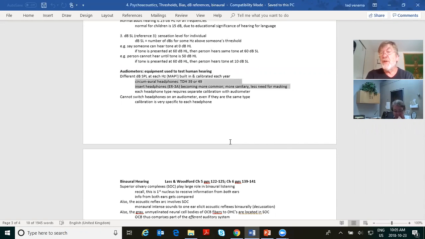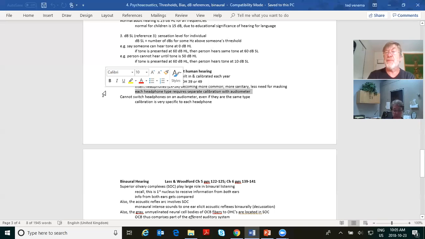Or you can be testing with insert headphones. Insert headphones fit all the way inside the ear canal. They are more common, more sanitary because you're changing the tips. Less need for masking the good ear to keep it busy while you're testing the bad ear. We won't worry about that here and now, but they are often called ER-3A. All right, each headphone requires different calibration, so the person coming in to calibrate your audiometer knows all about this.